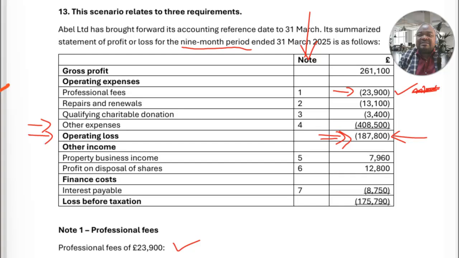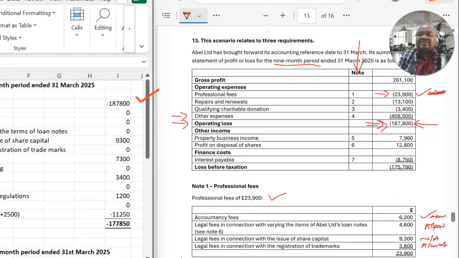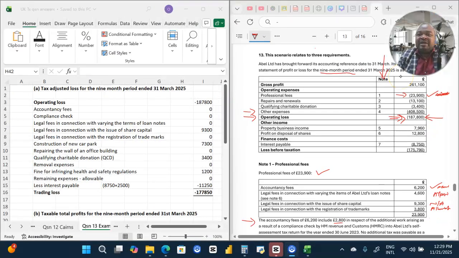Oh my God. I don't know what's happening with my pen. Okay, that's the figure we are talking about. And this is the figure.